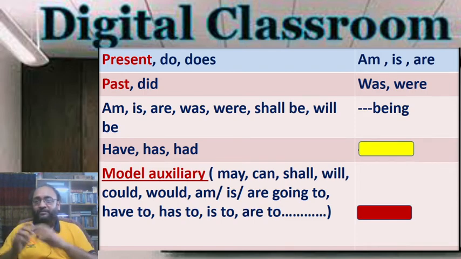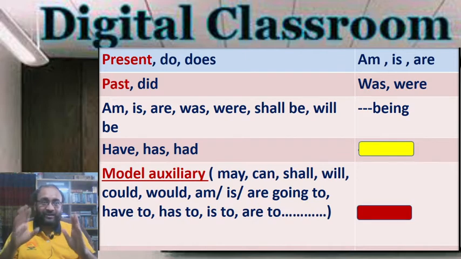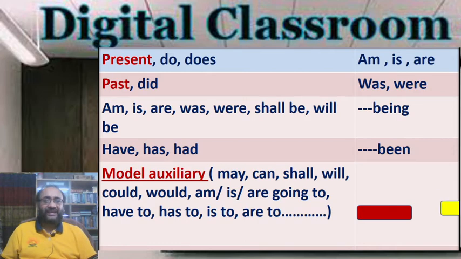Okay, now we will discuss the to have verb. If you have got have or has or had, at that time you have to give what? Been. That means have been, has been, or had been, right? And if there is modal auxiliary, what is modal auxiliary? May, can, shall, will, could, would, am to, is to, are to, or am going to, is going to, have to, has to, is to, are to.